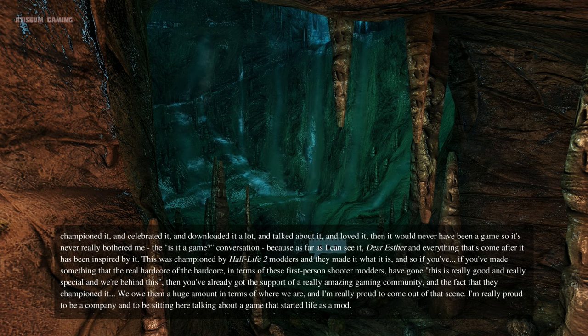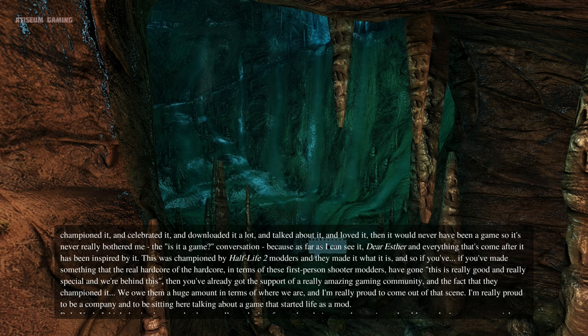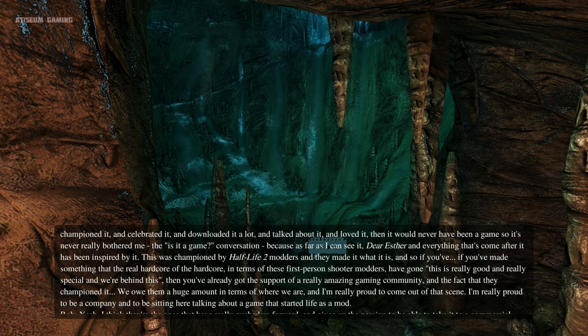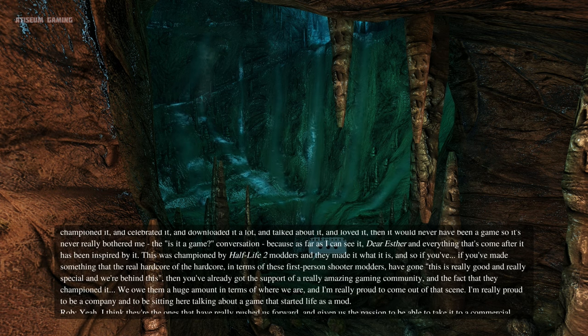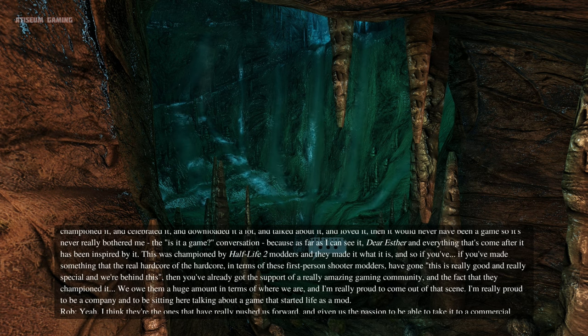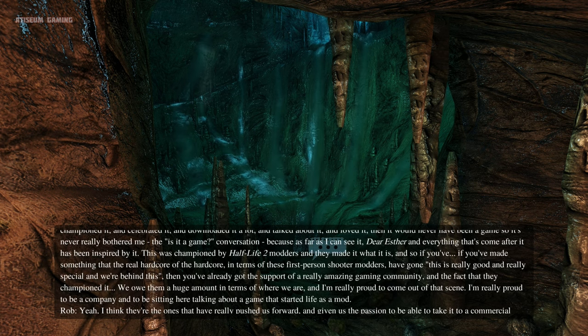And so if you've made something that the real hardcore of the hardcore, first-person shooter modders, have gone, this is really good and really special and we're behind this, then you've already got the support of a really amazing gaming community.